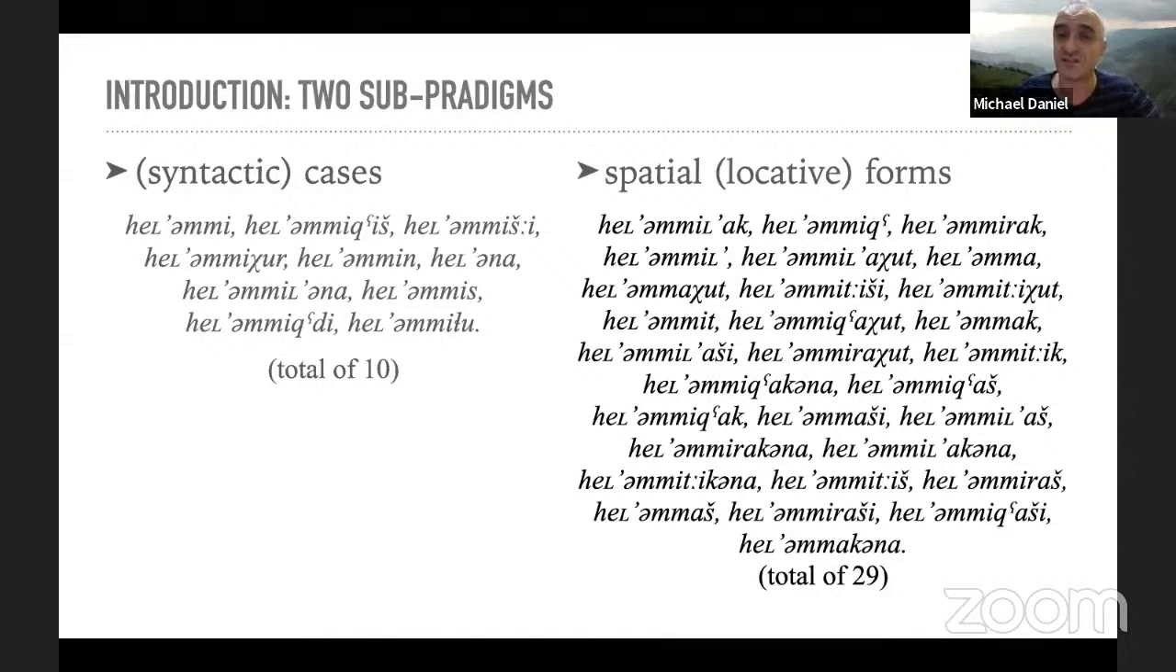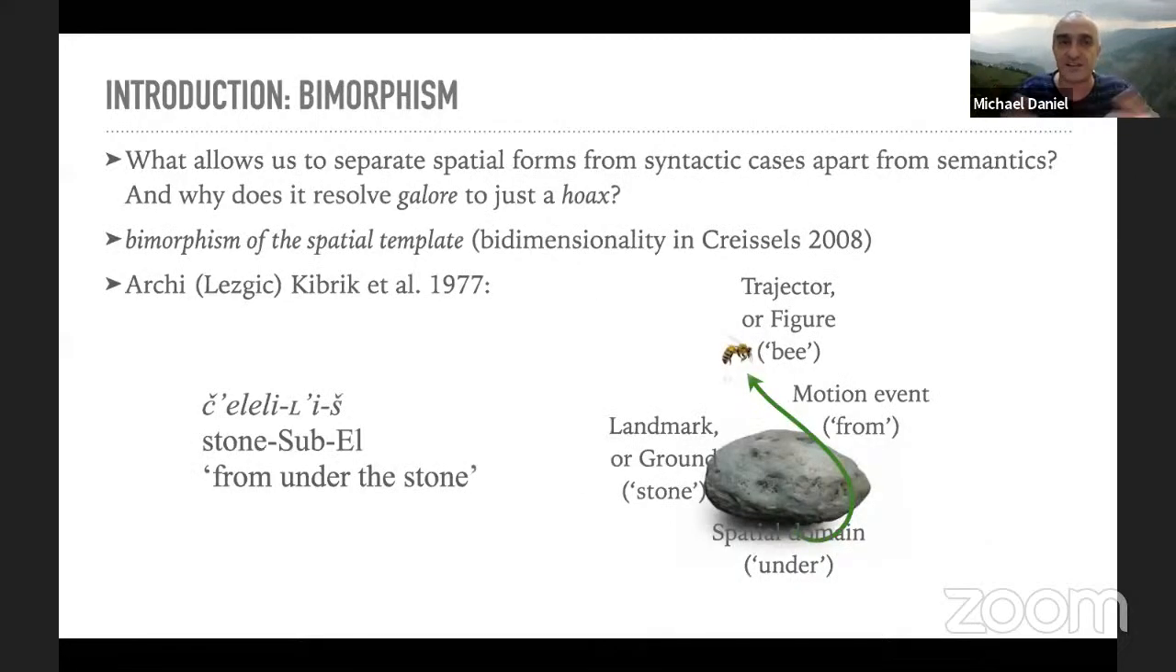Why is this so? The answer was first put forward theoretically by Kibrik, but before that, long used by traditional Daghestanian linguistics in terms of series. So what allows us to separate spatial forms from syntactic cases apart from semantics is what will be further called in this presentation the morphemes of the spatial template, or the fact that the spatial morphology of the noun includes two slots.